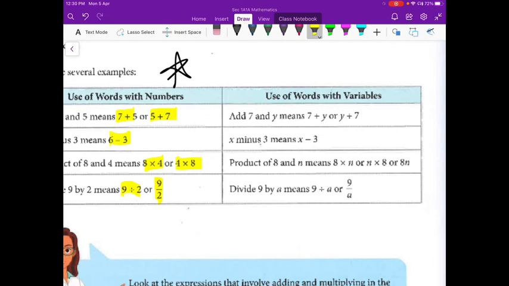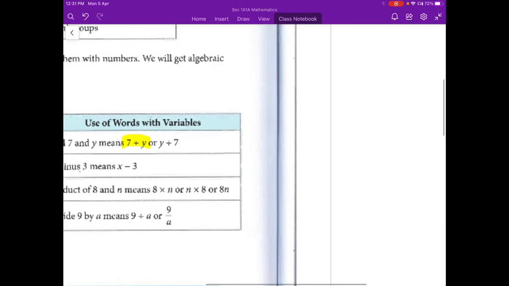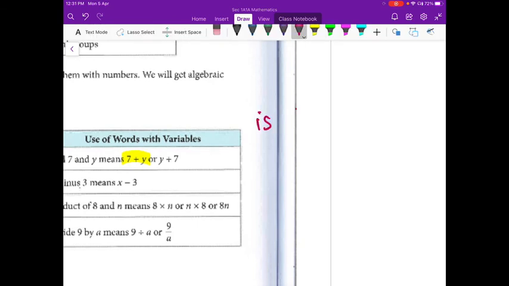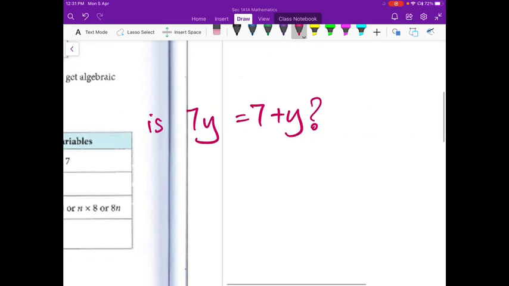That is our algebra. When they say add 7 and y, your answer is 7 plus y. Wow, so simple, right? Or you can write, wait. Is 7 plus y equals to 7y? Okay, wait. Question. Is 7y equals to 7 plus y? Tomorrow you answer this question. Class 10.